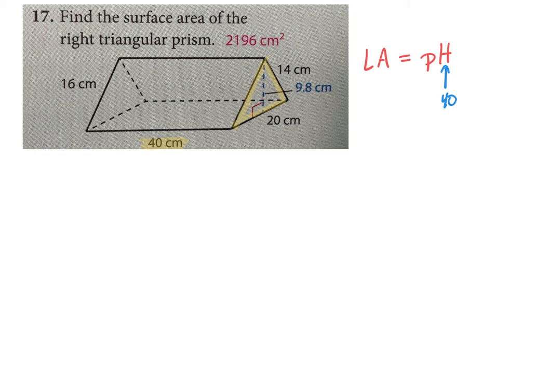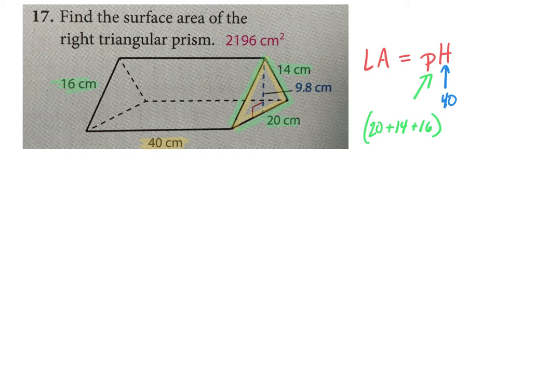Well, for perimeter, we have to find all of the distances around my triangle. So I have this side of the triangle, which is 20. I have this side of the triangle, which is 14. I need this side of the triangle. It looks like they didn't give it to me, but these are congruent triangles and they gave it to me over here. So I can use that as the third side of my perimeter. So for perimeter, I'm going to add 20 plus 14 plus 16.